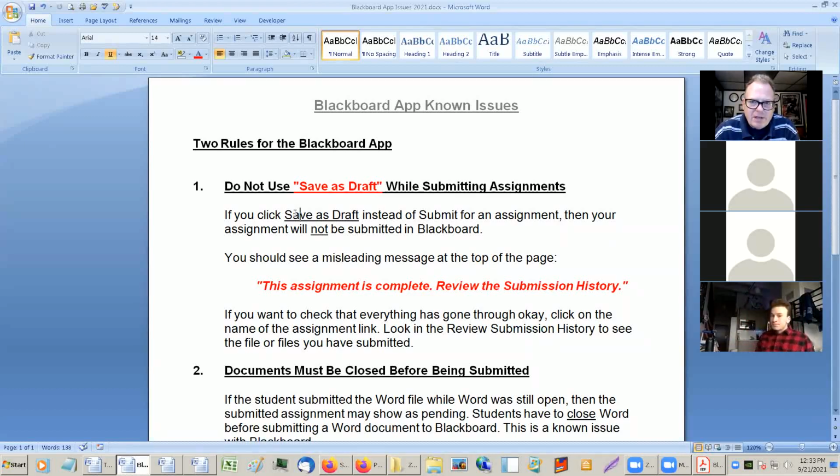Just know that you can pull it up and hit continue, and I'll show you that in a minute here. But save as a draft, it'll show that the assignment is complete, review your submission history. The complete does not mean it's submitted. It just means that you have a file for it. So again, confusing, because you look at it, hey, it's complete. Why isn't there a grade in? It's not submitted.